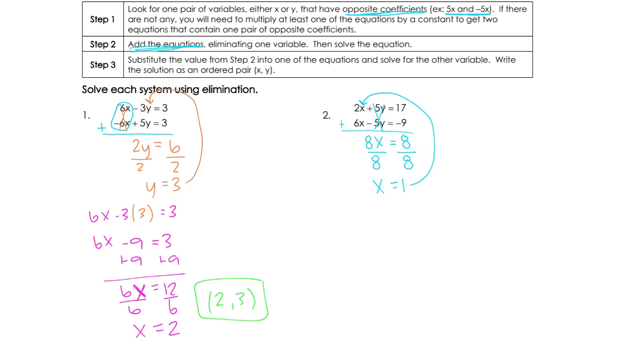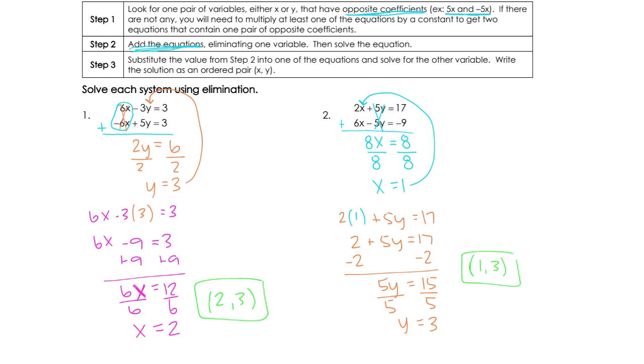So then when I plug this in, I have 2 times 1, because that's what x is, plus 5y equals 17. Multiply 2 by 1, and we get 2 plus 5y equals 17. Subtract 2 from both sides, and we have 5y equals 15. Divide both sides by 5, and we get y equals 3. And then last step would be to write our answer as an ordered pair here. So (1, 3) in parentheses would be our final answer.